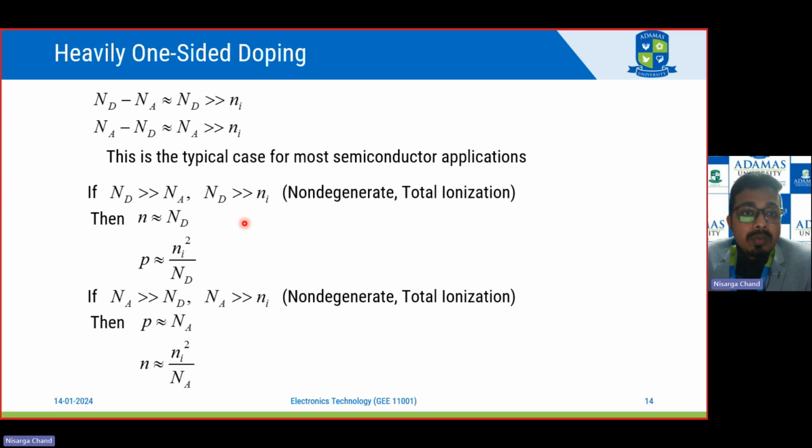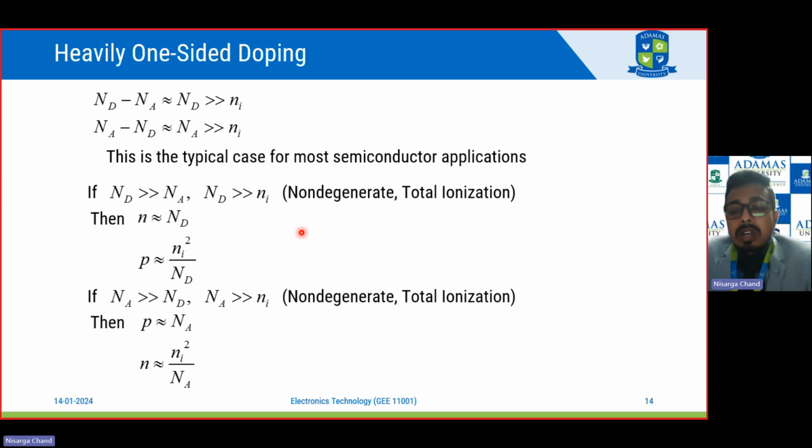So if that is heavily one-sided doping, Nd minus Na is of course almost equal to Nd, that is almost equal to the donor concentration level. If it's N type, so Nd is very much greater than Na, so n is almost equal to Nd, and p is almost equal to ni squared by Nd, because n into p is equal to ni squared, that is the mass action law.